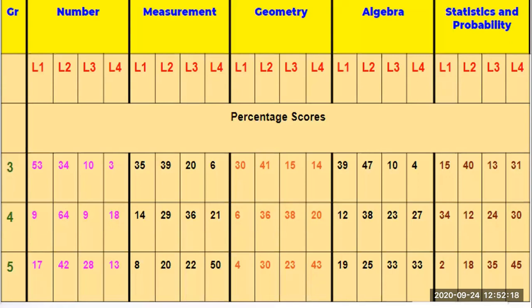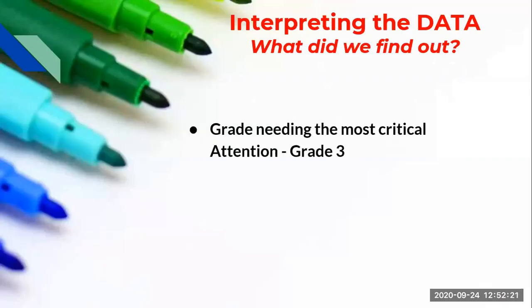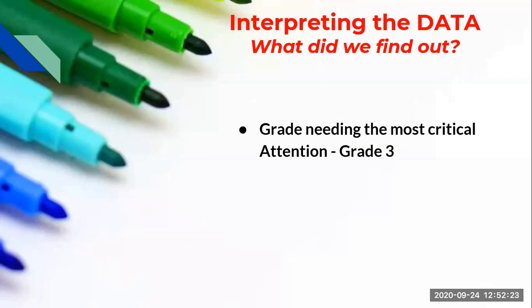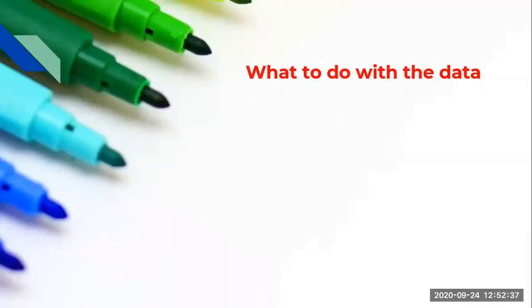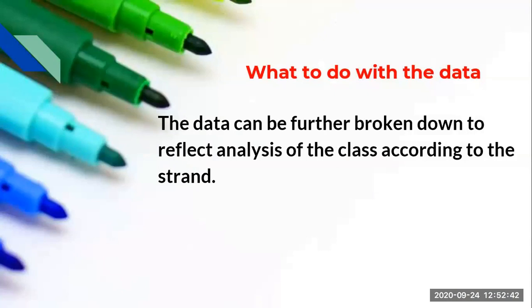Let us see if there's anything else that the data tells us. The data also tells us that grade 3 needs the most critical attention, and everybody would have agreed with that because we saw it right there in front of us. Now, having gone through this data, the next question we need to ask ourselves is, what do we do with the data?